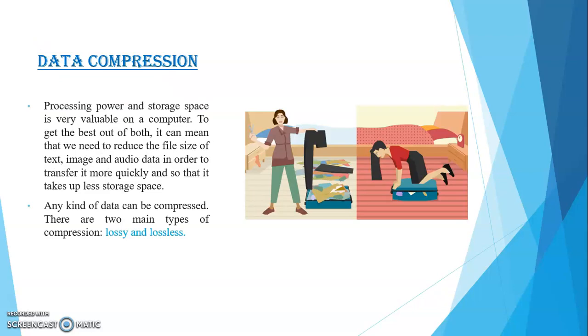Data compression saves processing power and storage space, which is very valuable on a computer. It reduces the file size, which brings a lot of benefits to a computer. The two main types of compression are lossy and lossless.